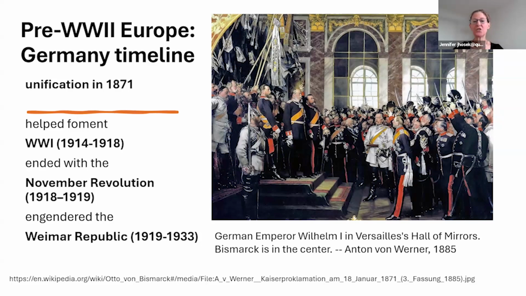This symbolic gesture of Germany's besting of France was a snub that stirred French resentment and rivalry, and it helped to destabilize a modernizing Europe.